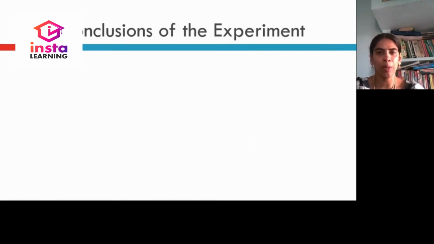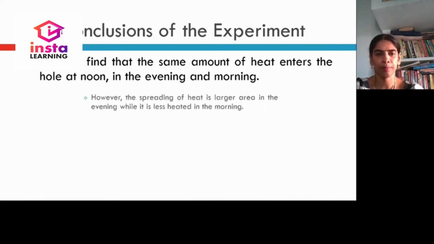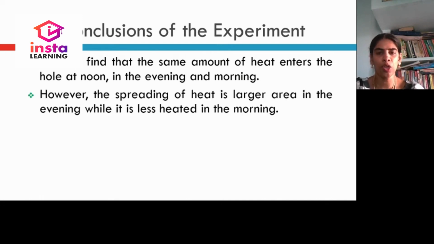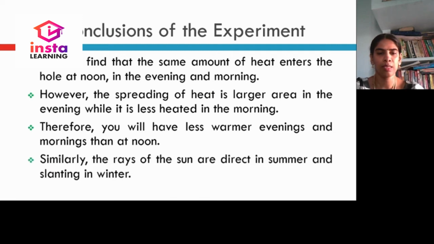What conclusions would you come to from this experiment? You will find that the same amount of heat enters the hole at noon, in the evening and in the morning. However, the heat spreads over a larger area in the evening and morning. Thus, you will have less warm evenings and mornings than at noon. Similarly, the rays of the sun are direct in summer and slanting in winter.